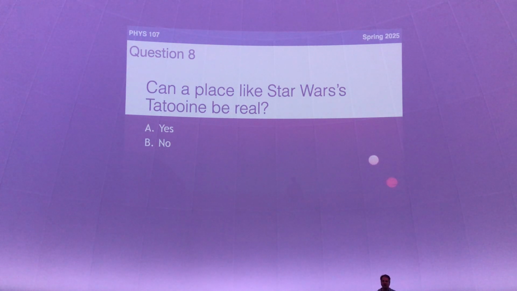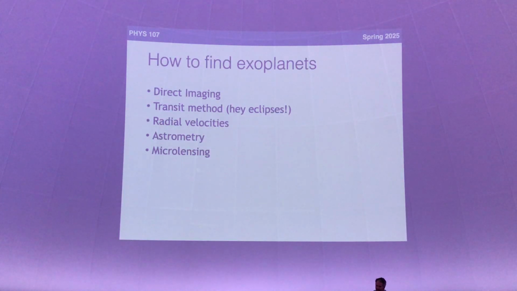Can a place like Star Wars Tatooine be real? What is your opinion on that? Voting 1, 2, 3. I have one person who's not a fan of Star Wars, and everybody else thinks like, yes, this is going to be fine. Actually, we just found another one. This is a planet that actually goes in a polar orbit around two stars. That sounds like an absolute bananas planet. So yes, we can have Tatooine, and we have actually nicknamed a few of these.